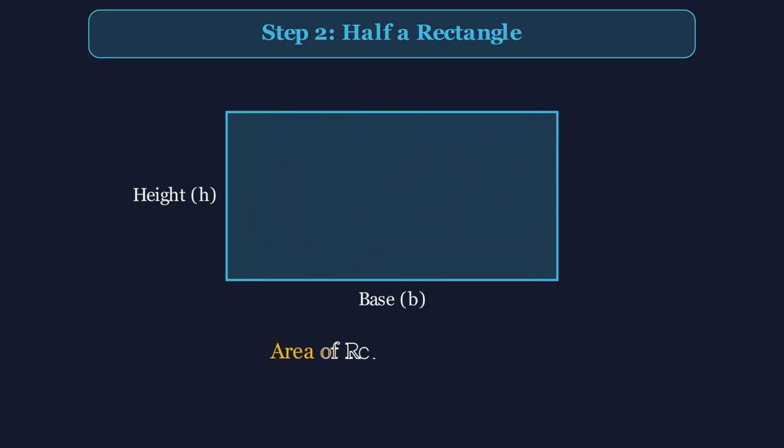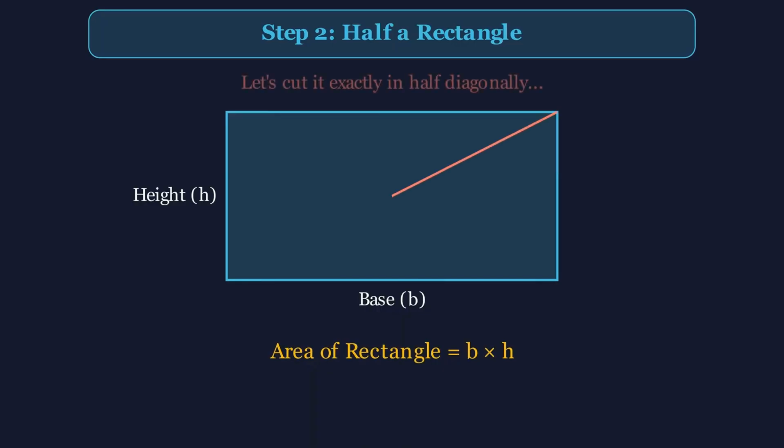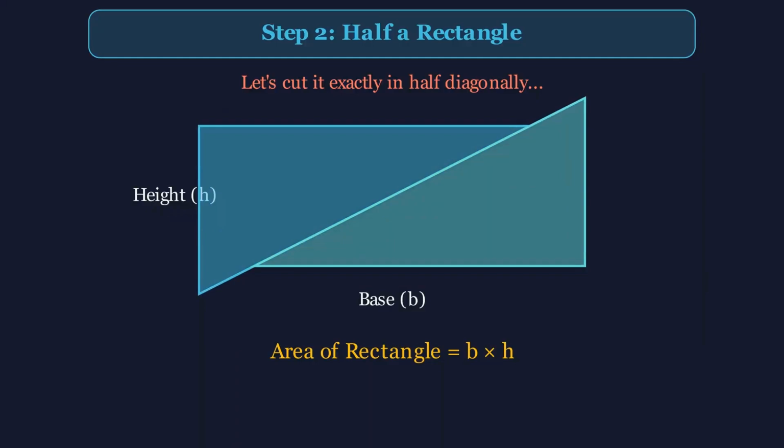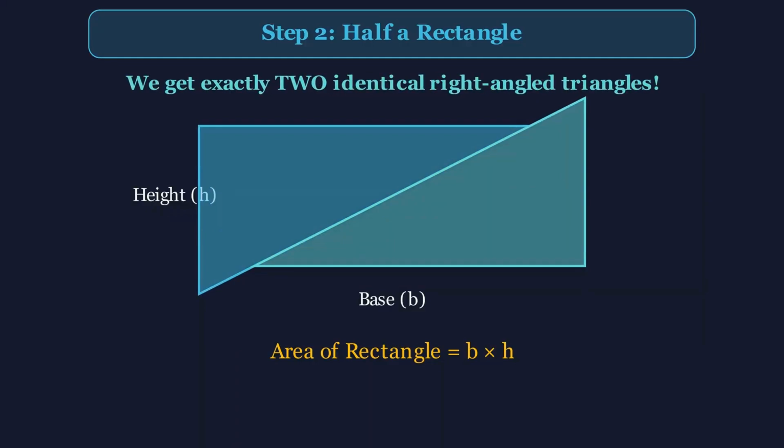Step 2. Half a rectangle. Here is a rectangle with base b and height h. Its area is base times height. Now let's cut it exactly in half diagonally from one corner to the opposite corner. We get exactly two identical triangles.